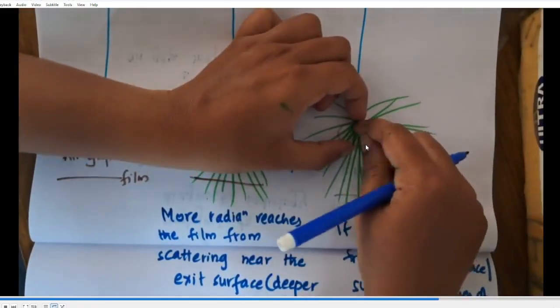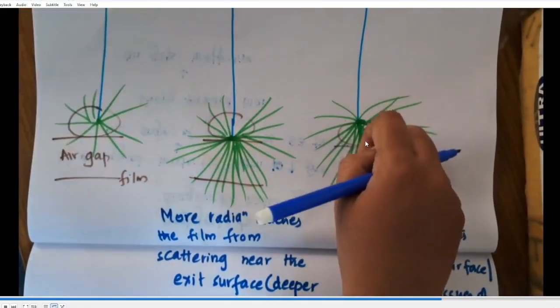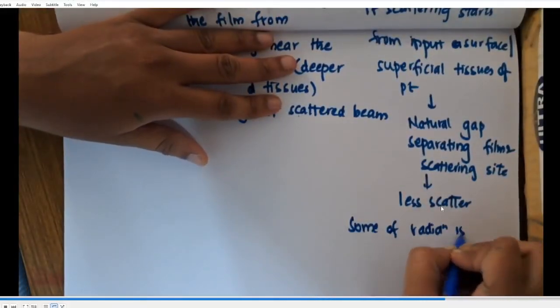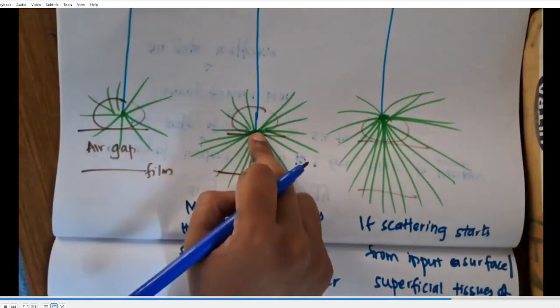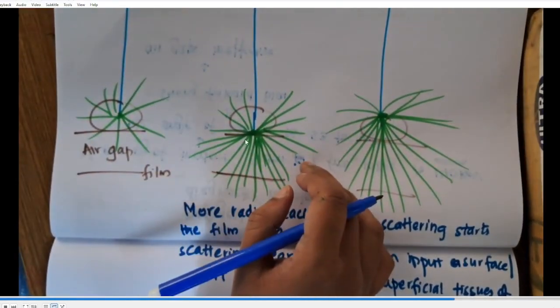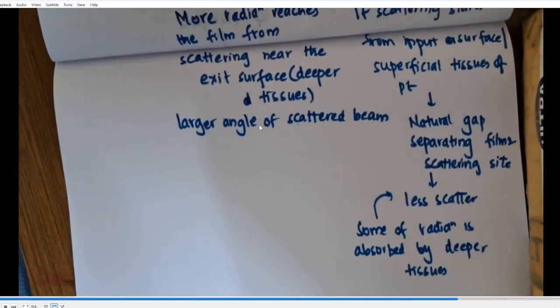So here there is more escape distance, there is less scatter, because some of the radiation is absorbed by the deeper tissues. Here the radiation is not absorbed by the deeper tissues.